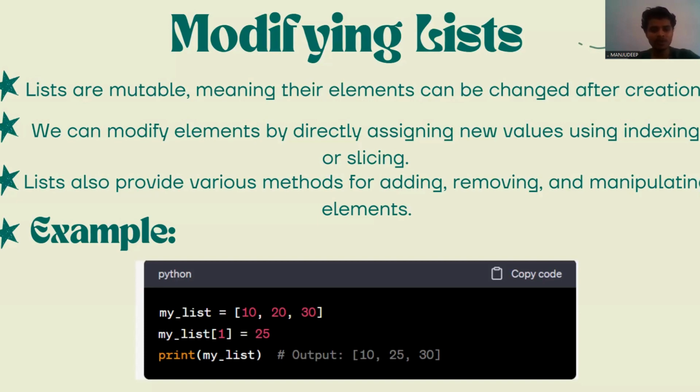my_list is the name of the list: my_list = [10, 20, 30]. Then my_list[1] = 25, where 1 is the index of the list. Here we are asking the compiler to replace the element at index 1 with 25. Then print(my_list). The output will be [10, 25, 30]. So here we are asking the compiler to replace 20 with 25, which has index 1. In this way, a list can be modified.